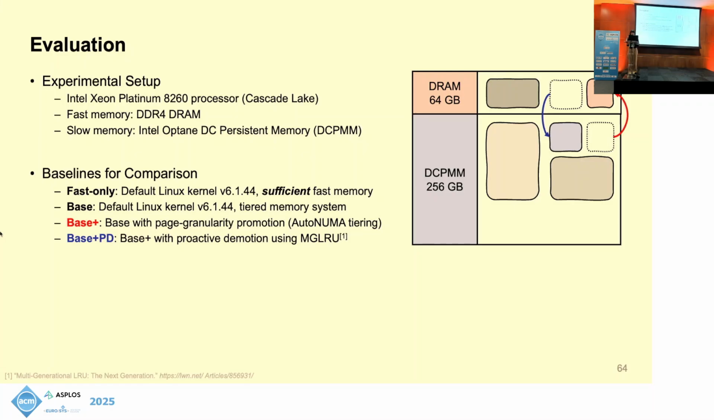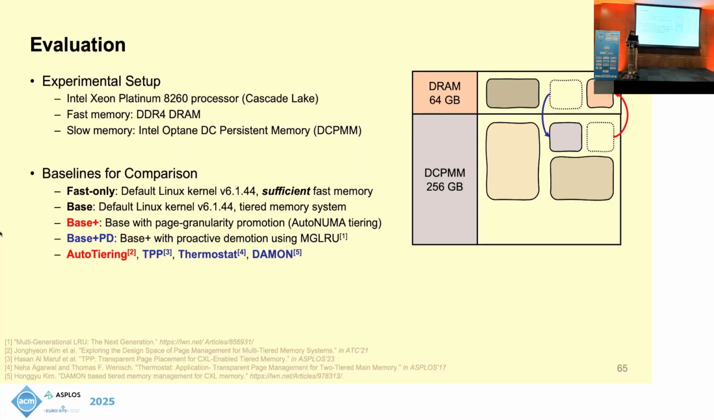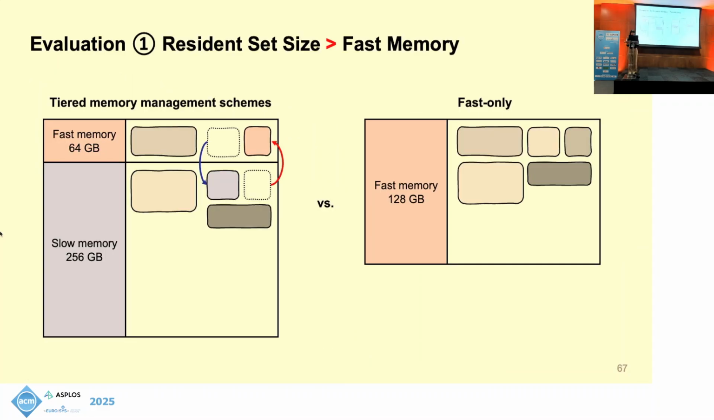We implemented Base Plus PD on top of Base Plus to evaluate the page granularity proactive demotion using a modern OS feature, MGLRU. The red letters mean that it is classified as non-proactive demotion, and the blue letters mean that it performs proactive demotion. We also compared 4 previous works, 1 non-proactive demotion scheme and 3 proactive demotion schemes. We evaluate PET on several memory-intensive benchmarks. More detailed explanations of experimental setups and baselines are presented in the paper.